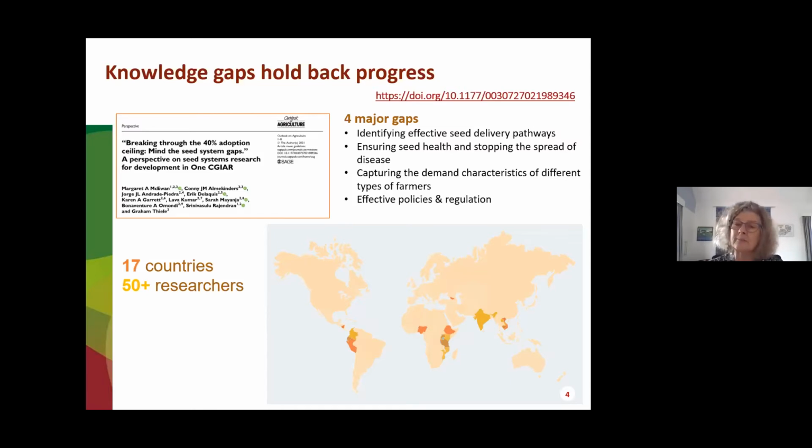Related to the seed delivery pathways is understanding the demand characteristics of different types of farmers. So by different types of farmers, obviously we mean better off farmers, poorer farmers, men, women, youth, etc. And their demand characteristics will differ according to crop and context and the conditions within which they are farming. And then, as I said earlier on, we need effective policies, particularly around seed regulation and how seed markets work.